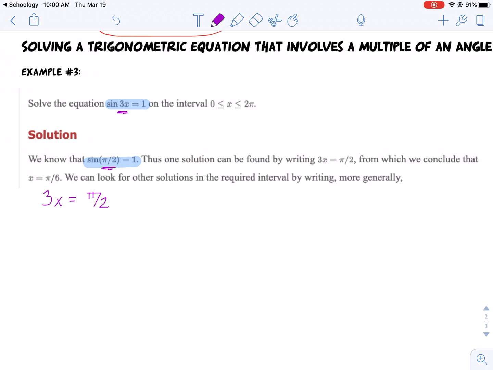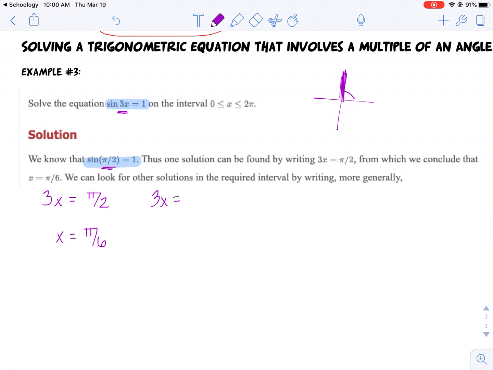Because if I put pi over 2 in there, that will get 1. Well, divide by 3, divide by 3. One possible solution is x equals pi over 6. Now let's look for other solutions. What is another value that 3x could equal so that the sine would be 1? Well, think of your unit circle right here. I need it to be right here. This is where the sine is 1.